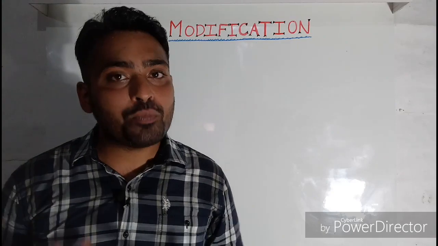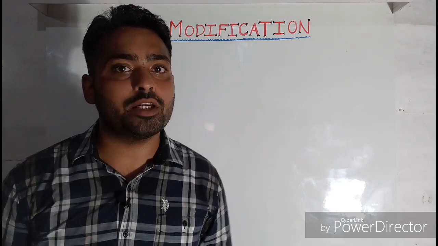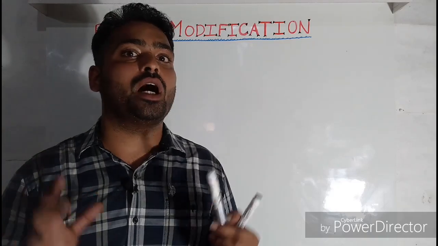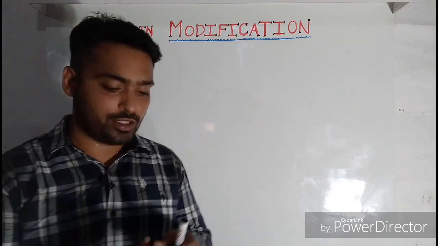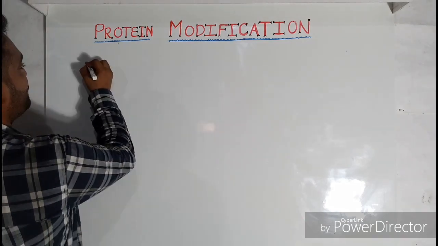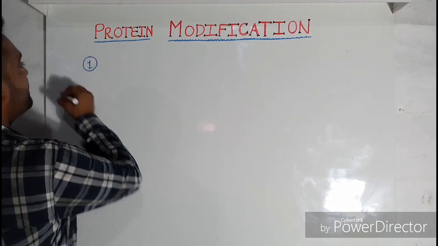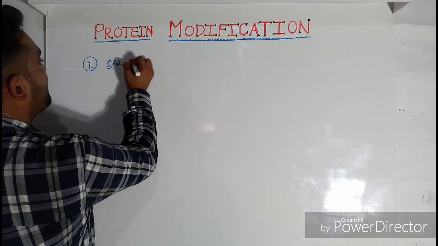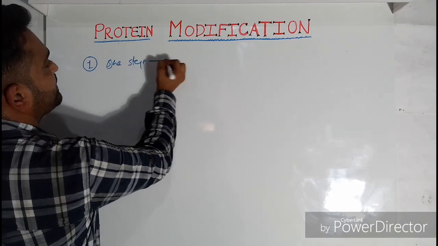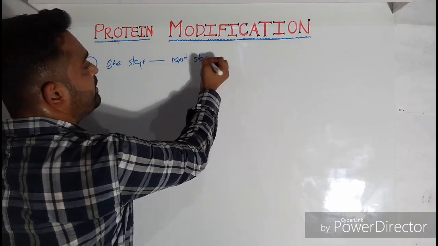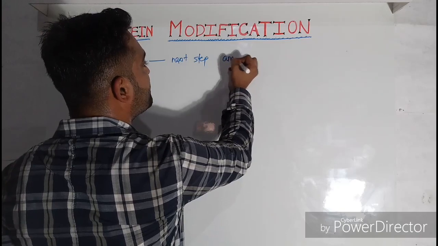Now the most important question here is, why do we need modification? Why can't we just use unmodified protein? So there are many reasons, but we will discuss only the important ones. First is one step to the next step, amplification.